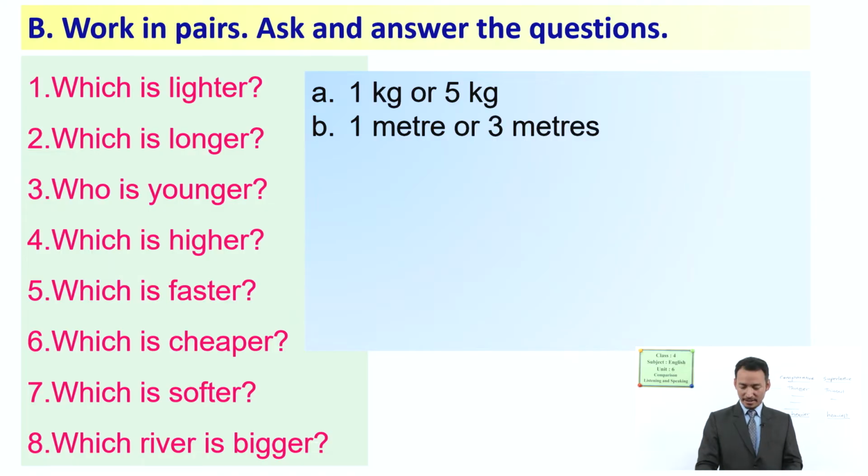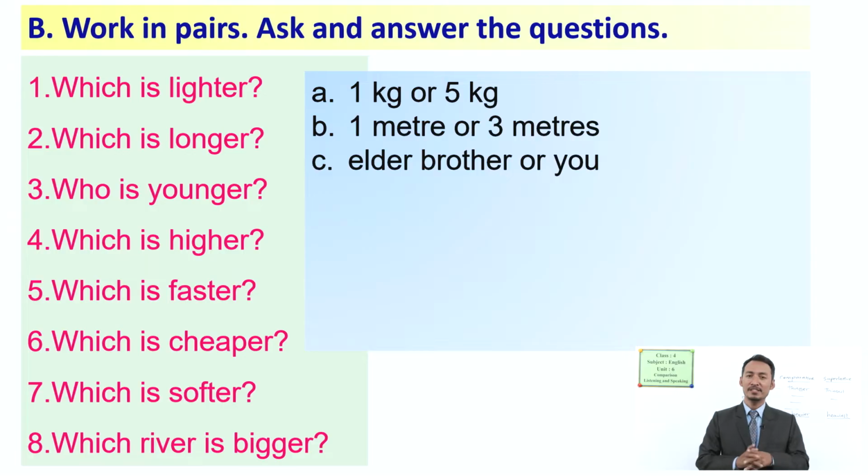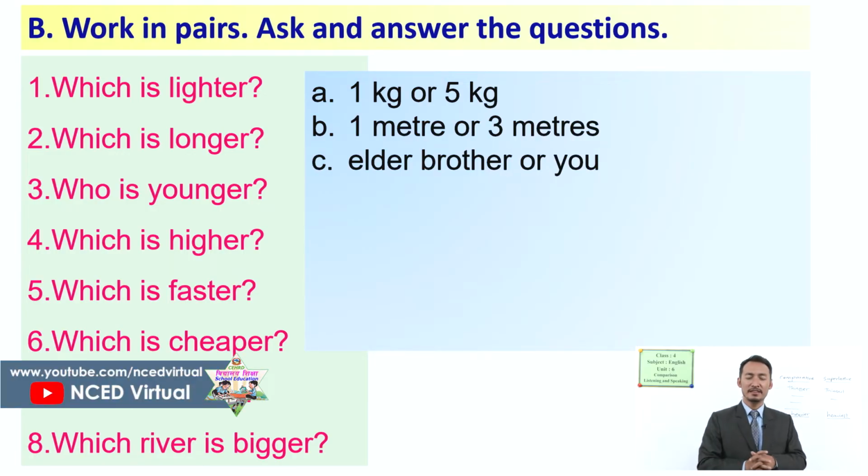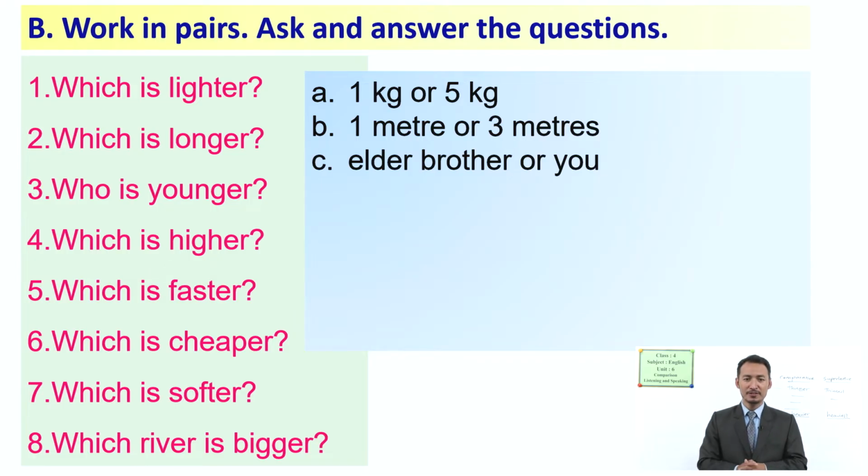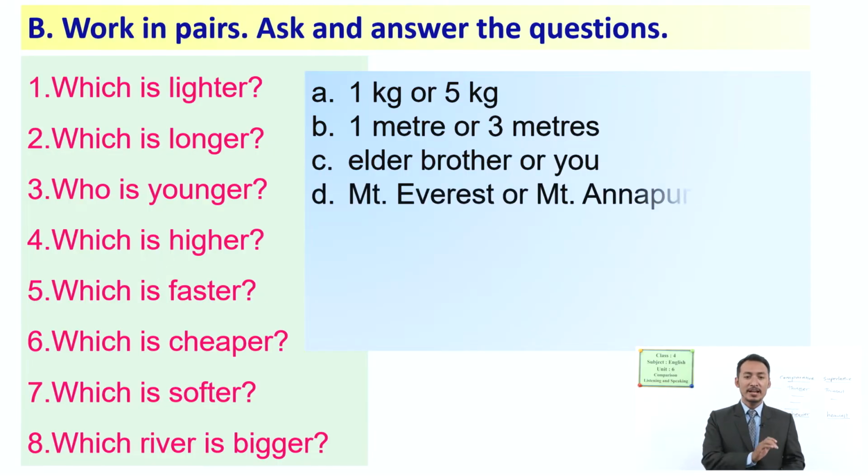And which is younger? Is it your elder brother or you? Elder brother means the brother who was born before you. So you are younger. So you can say, I am younger. And which is higher, Mount Everest or Mount Annapurna? Mount Everest, because Mount Everest is the highest around the world.